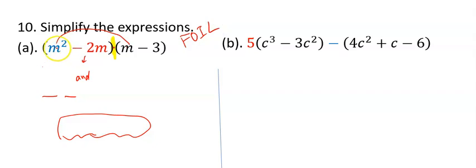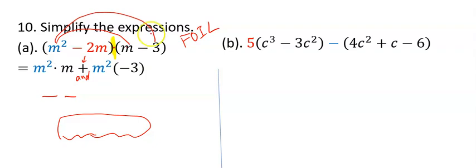So you will distribute m squared to m, and then m squared to -3. So we're going to get m squared times m, and then m squared times -3. And then we're going to distribute -2m to both items. So we have -2m times m and -2m times -3. So after we finish distributing m squared first and then -2m, now we have 1, 2, 3, 4 multiplications to do.